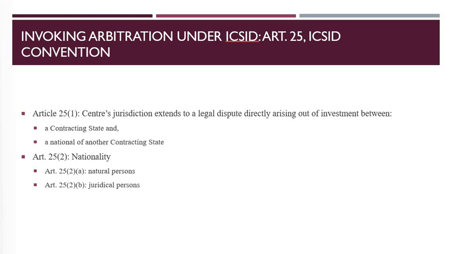The third part of the checklist relates to the parties. In this regard, Article 25 of the ICSID Convention relates to the jurisdiction of the International Center for Settlement of Investment Disputes. Article 25(1) contemplates that the center's jurisdiction extends to a legal dispute directly arising out of investment between a contracting state and, importantly, a national of another contracting state. Therefore, it is important that the nationality requirement is to be satisfied to invoke ICSID jurisdiction.